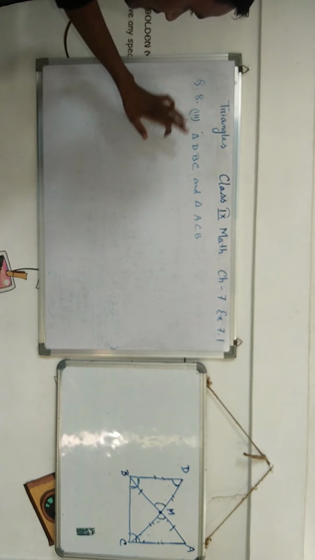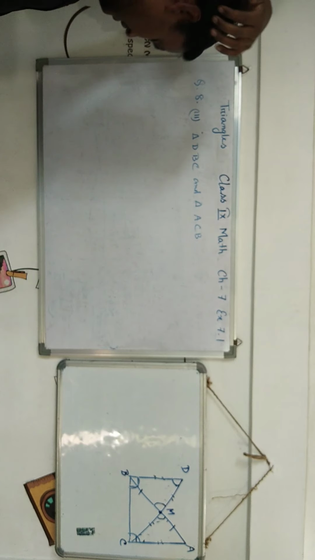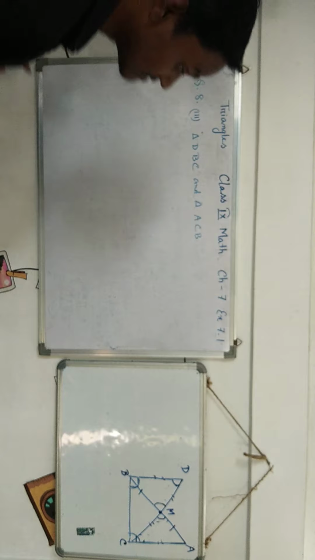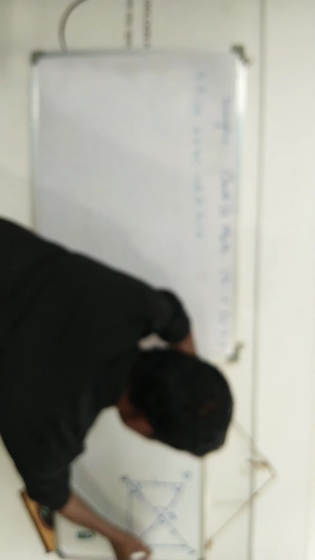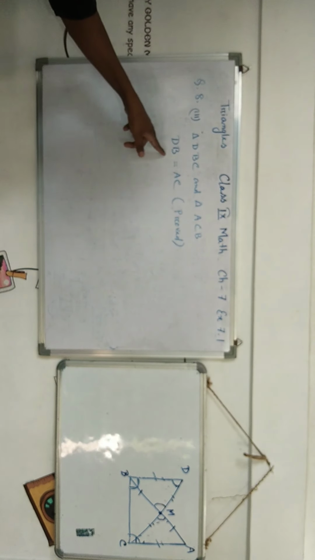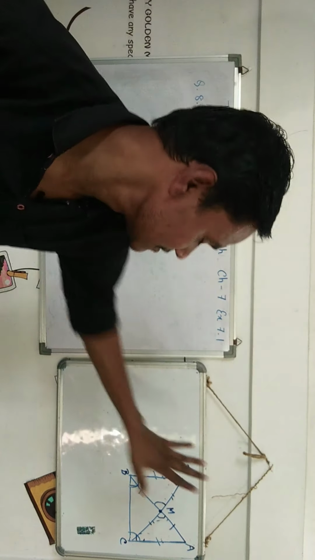First one, in triangle DBC and triangle ACB, what can I write? DB is equal to AC. It is already proved. In the first part only, I have proved it by using CPCT. So the very first point I can write: DB is equal to AC, proved.